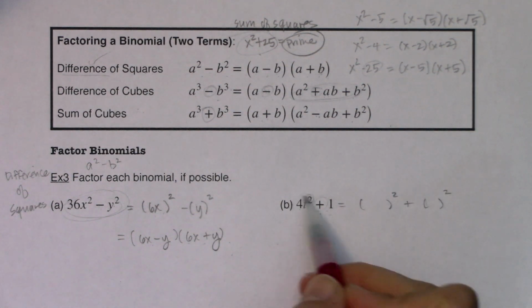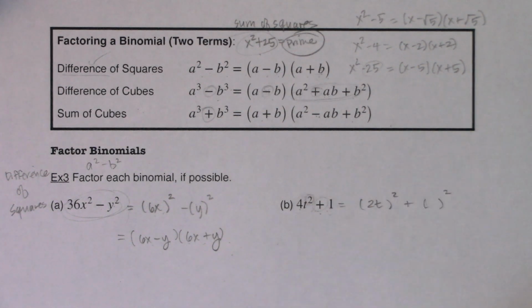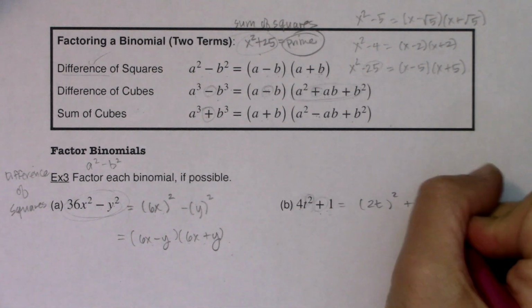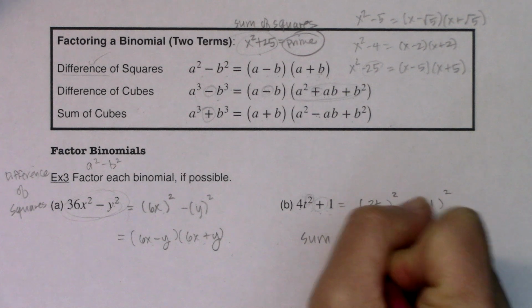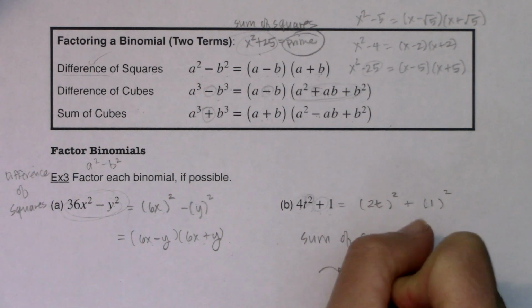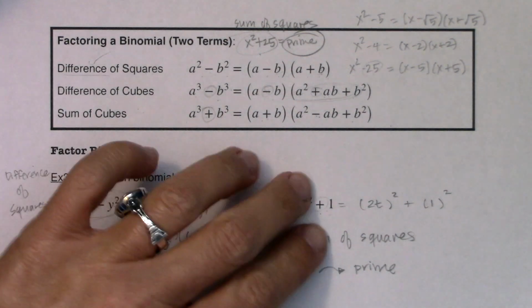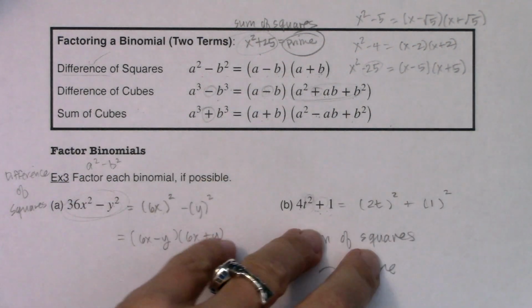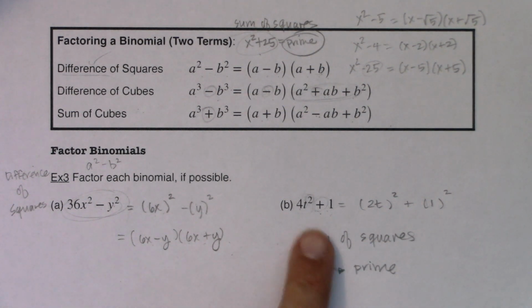Well, what could square up to 4t squared? Well, how about 2t, right? Because 2t times 2t is 4t squared. What squares to 1? 1. So in this case, we do have the sum of squares, right? And we've recognized it. So this is prime. I can't factor it, which is great. I have less work to do, but I think it's sometimes more challenging in recognizing you have a sum of squares. But some of the clues are that I have squared terms and I have a plus sign, okay?